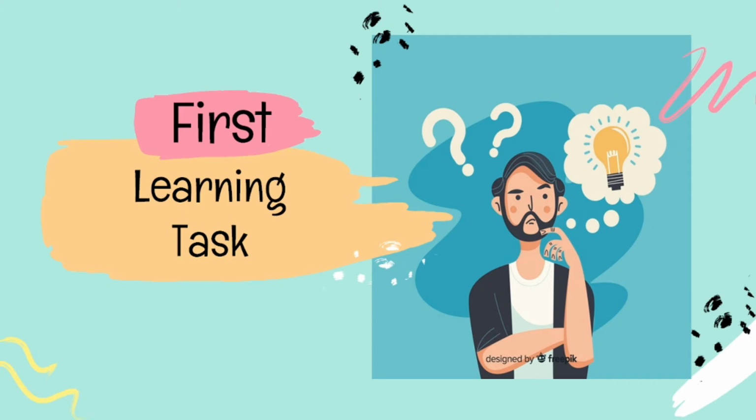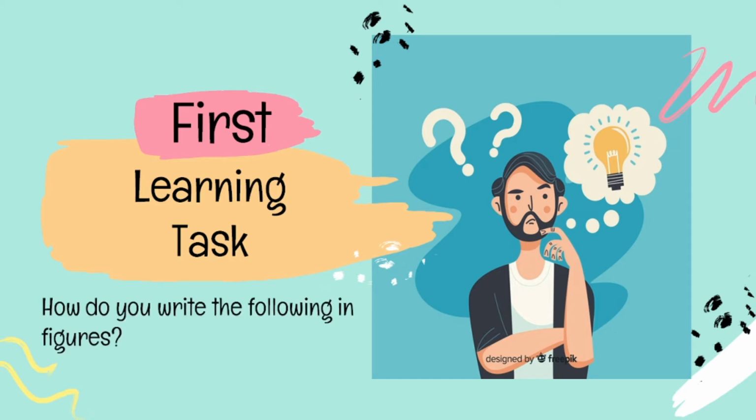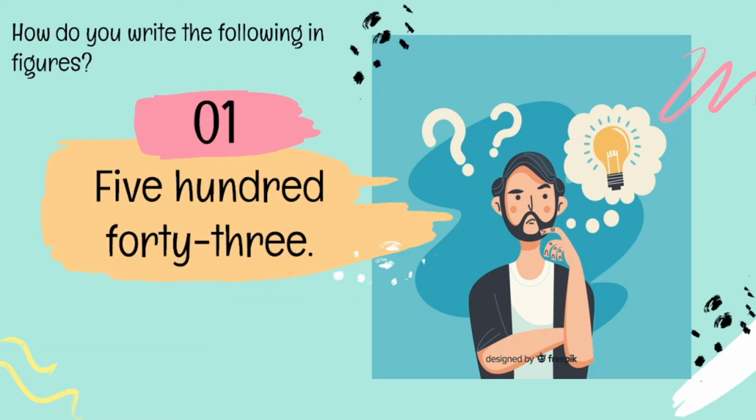Next is we have the first learning task na meron kayo sa module nyo. Kung makikita natin, ang instruction dyan is how do you write the following in figures. So may binigay na words dyan, wherein you need to write those words into figures or numbers, right? So we have the first one, 543. So paano mo ba daw siya maisusulat into number? Napakadali nito, napakasimple. We know that this 543, pag sinulat natin siya sa number or figure, we have 543. 5, 4, and 3.